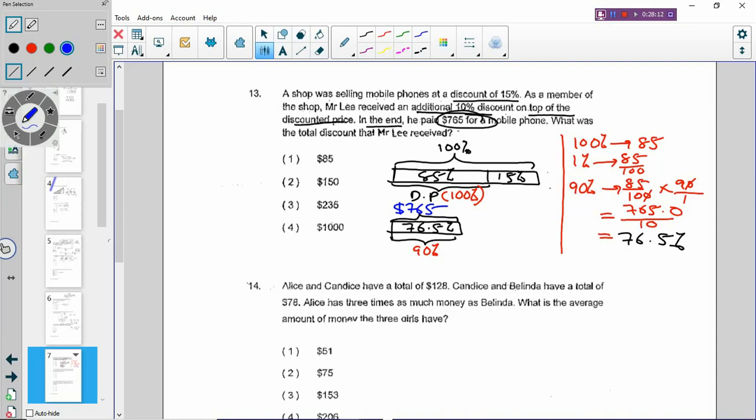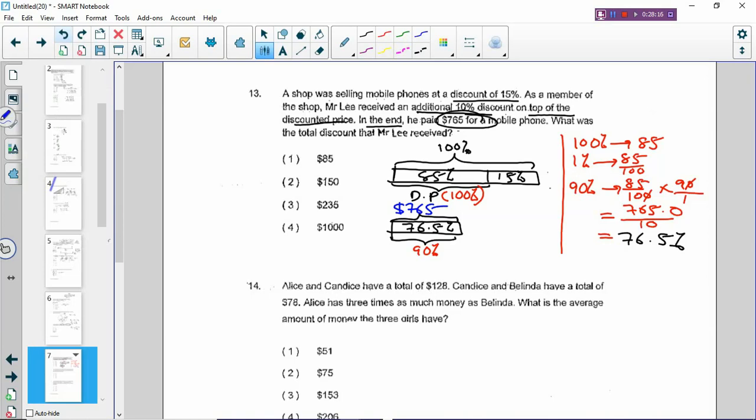So can you find what was the total discount he received? How do you find the total discount? Well, you can see that 1% is 85 over 100, then you can find 100%, which is without discount. 100% is the original price without discount. So that will be 85 out of 100, and you multiply by 100.